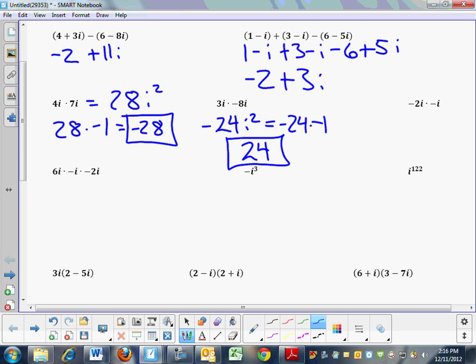Common question among many students is, well, is it always going to be positive? Is it always going to be negative? No, it's not. You have to work it out. Negative 2i times a negative i, that's going to be a positive 2i squared, which is 2 times negative 1, which is negative 2.